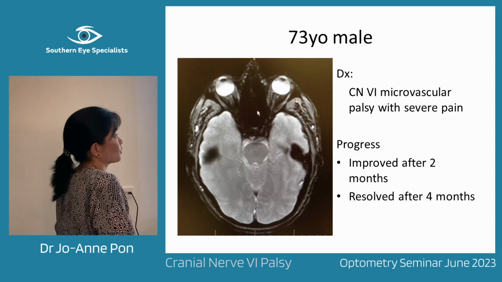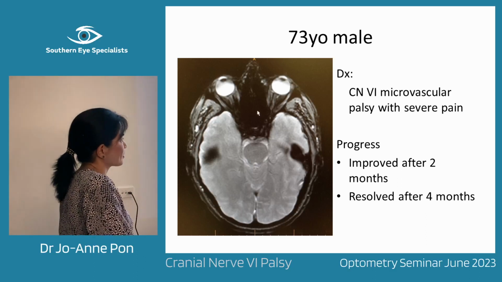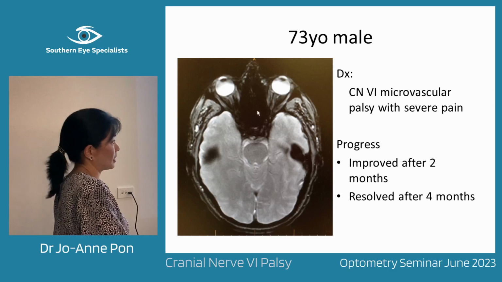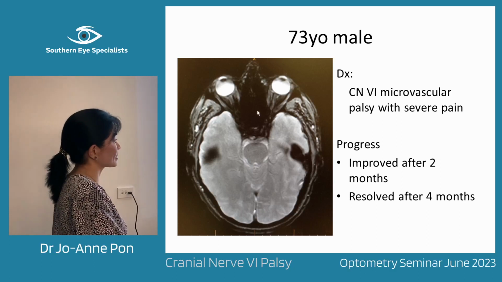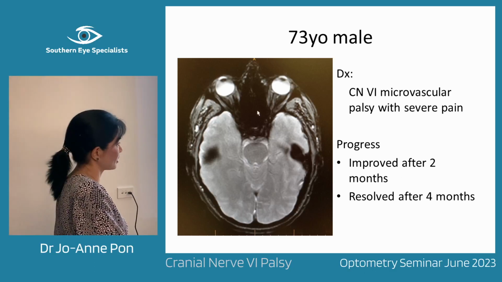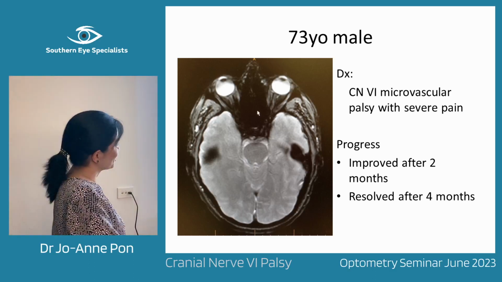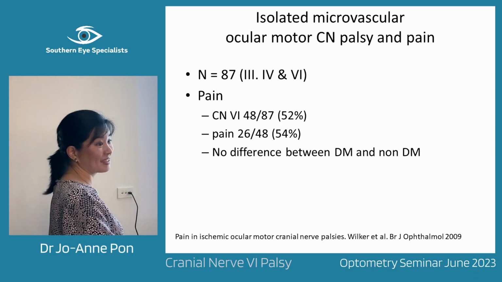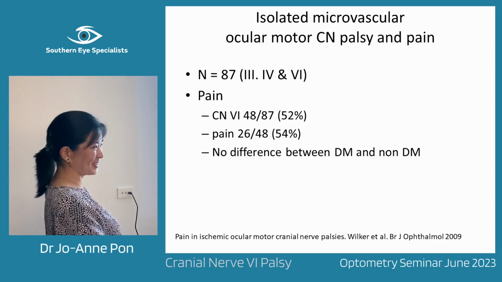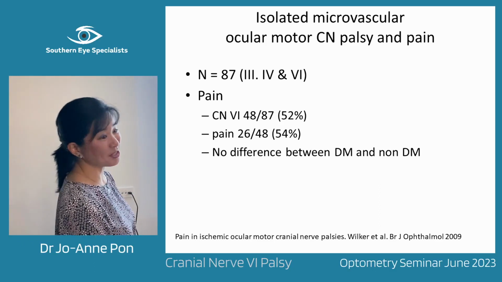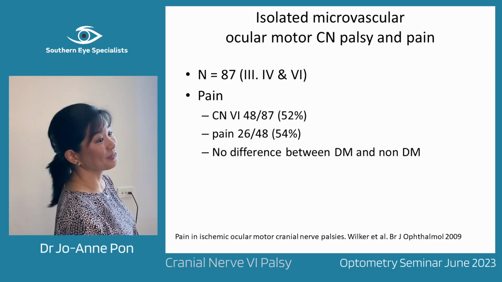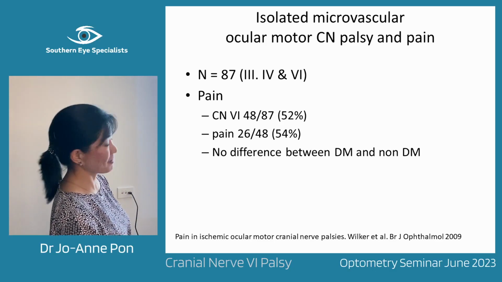And so he was diagnosed with sixth nerve palsy as microvascular etiology, and he just happened to have severe pain. And 2 months later, he started to improve, and by 4 months, everything had gotten better. So these cases, they stress you because you're making clinical judgments which could have significant consequences if you've missed something.